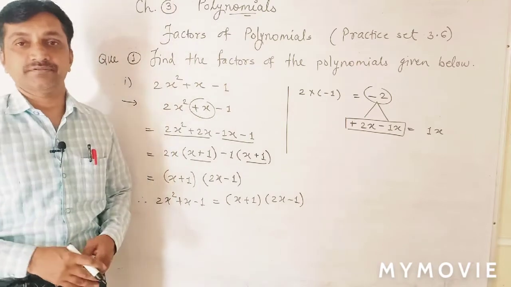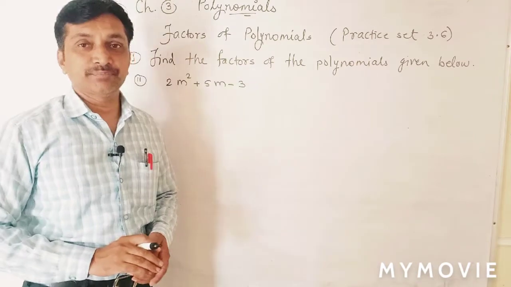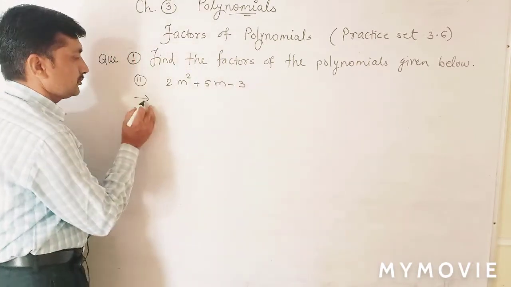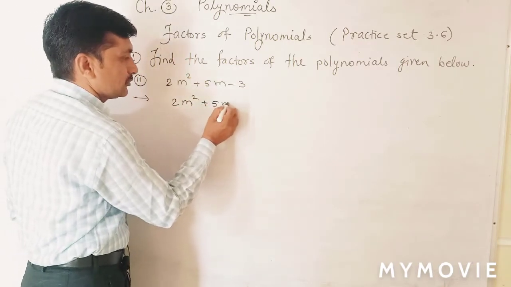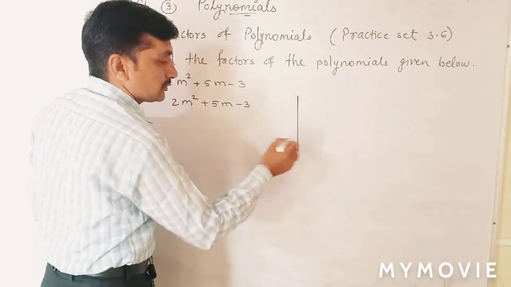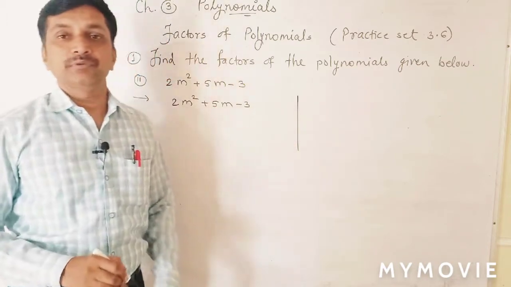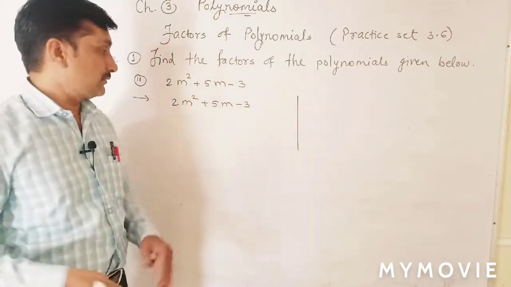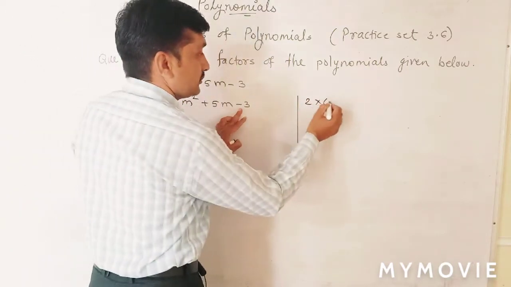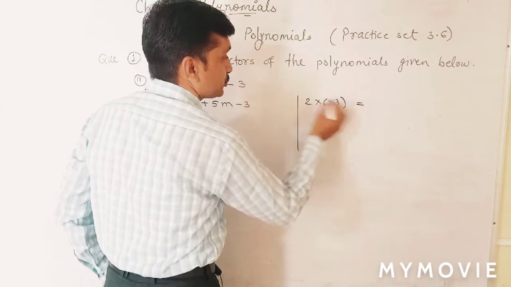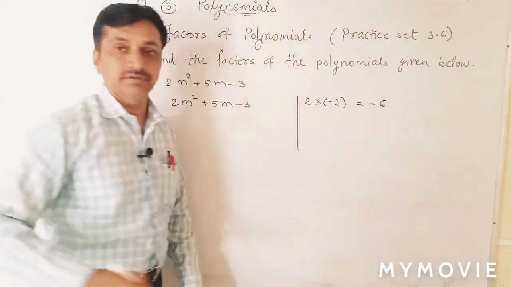These are 2 factors. Second example, the polynomial is 2m square plus 5m minus 3. Now what is the first rule? First step, product of first and last. First coefficient is 2 multiplied by last, minus 3. Product is 2 threes are 6, minus 6.